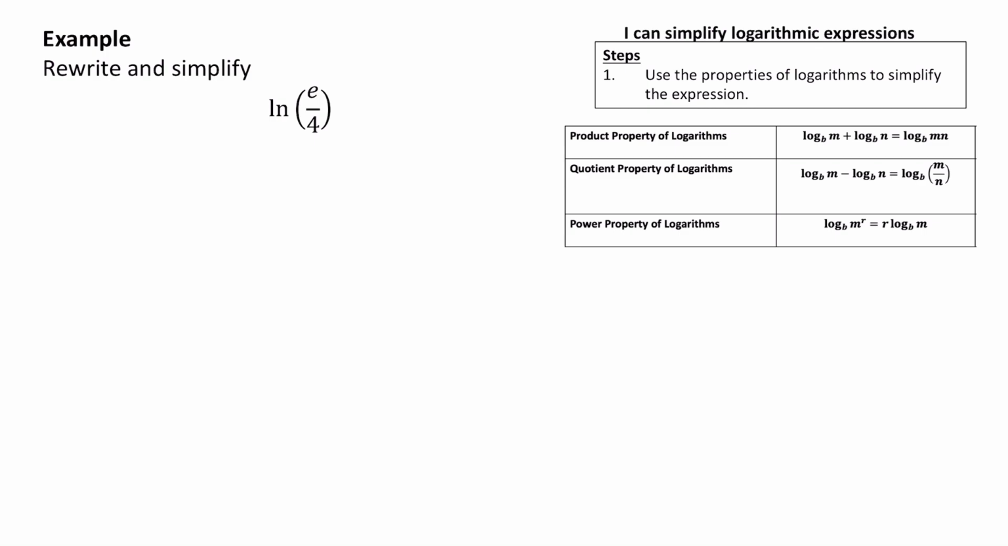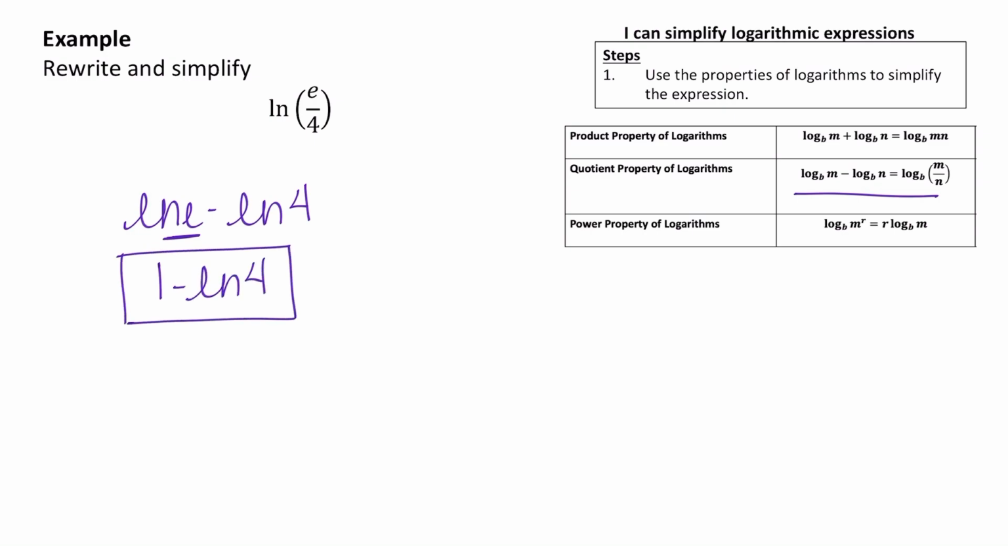Now let's rewrite and simplify the natural log of e over 4. So we can use the quotient property to rewrite this as the natural log of e minus the natural log of 4. Well, the natural log of e, once again, we're taking the log of the base, so that's going to equal 1. So we have 1 minus the natural log of 4. So that is going to be the simplified form of this expression.